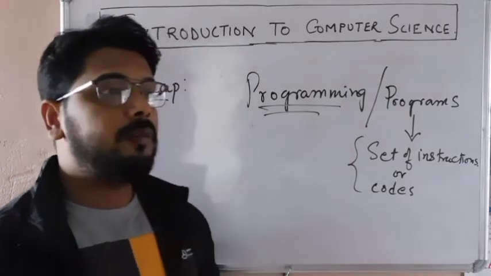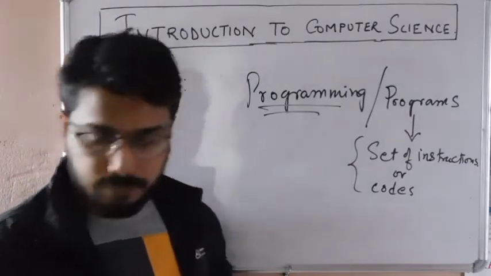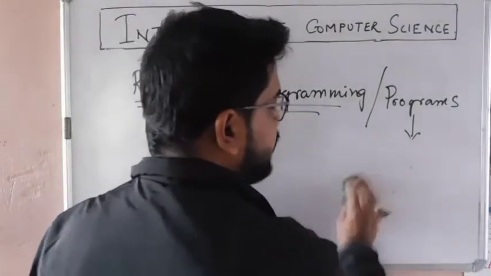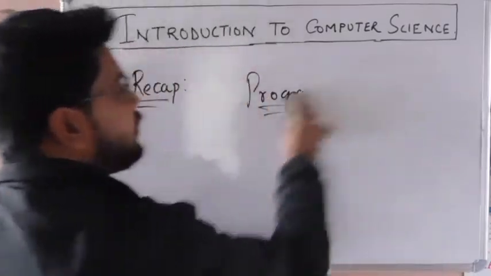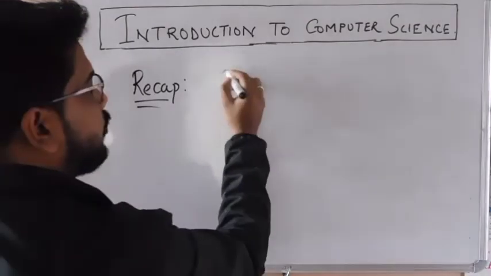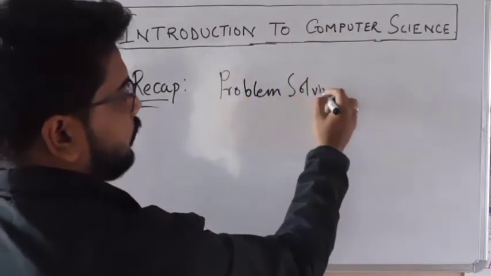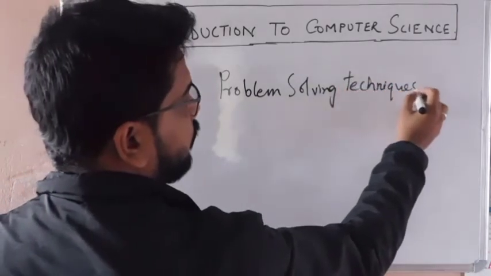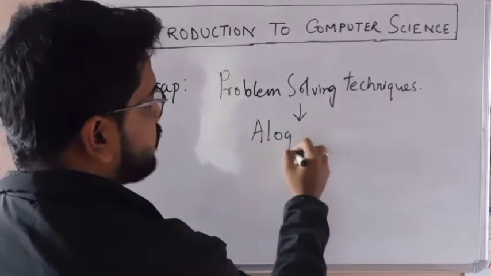Now we cannot begin programming directly, right? So first of all, to begin programming, you should know what problem solving techniques are. This is the first thing that you are going to learn in programming, that is, problem solving techniques. Now, problem solving techniques include algorithms.